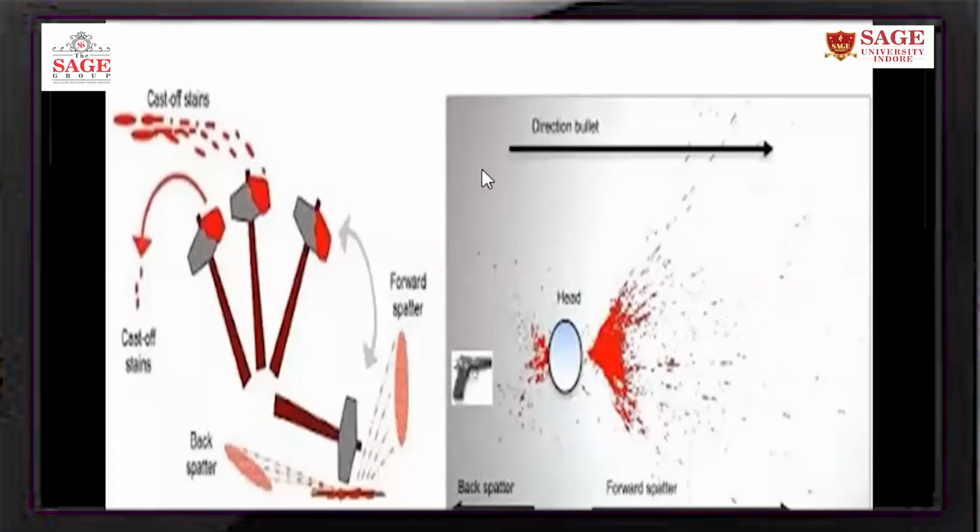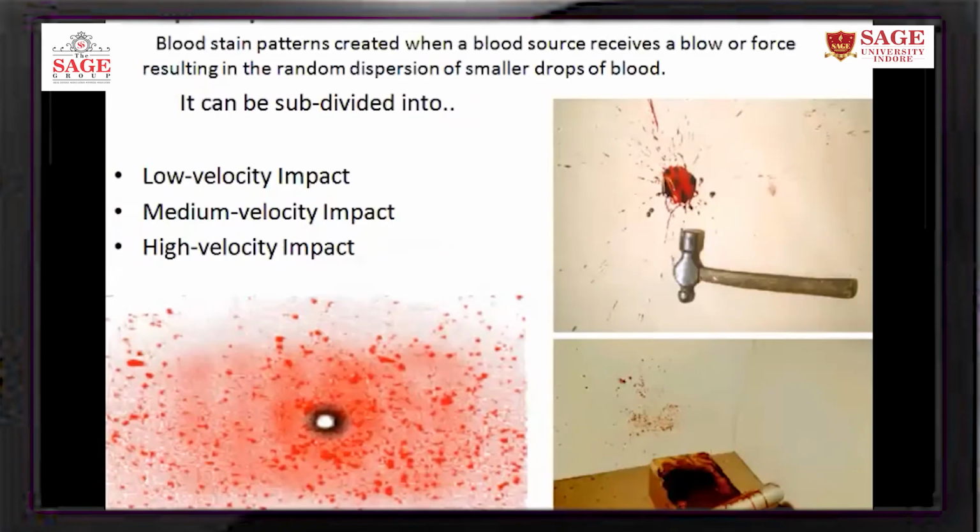Now, impact spatter. We were talking about the impact spatter. It is a blood stain pattern created when a blood source receives a blow or force, resulting in random dispersion of smaller drops of blood. That is impact spatter. It can be subdivided into low velocity, medium velocity, and high velocity. Say, if you're hitting a blood source with a hammer, you can see the spatters.